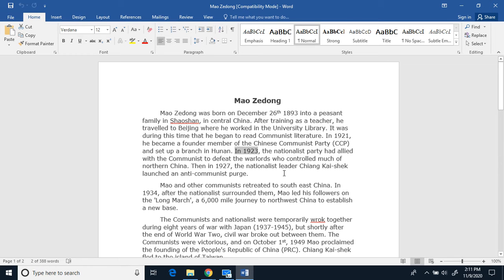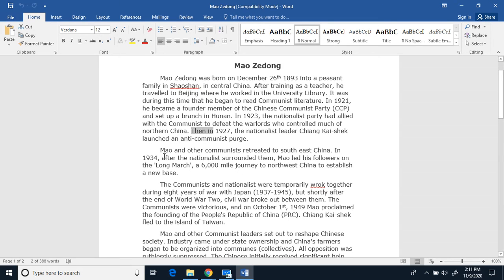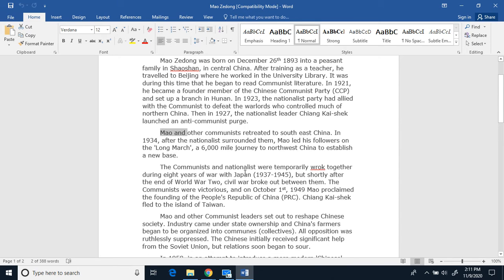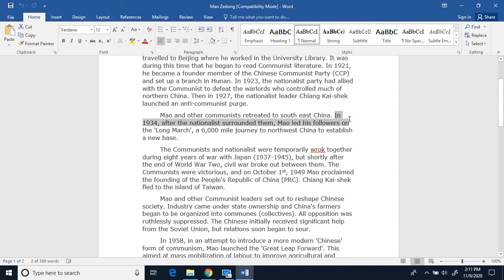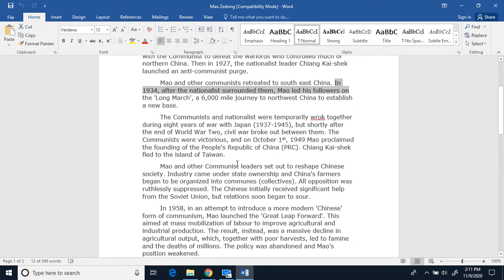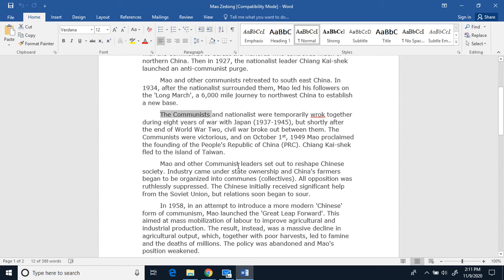In 1923, the Nationalist Party had allied with the Communists to defeat the warlords who controlled much of northern China. Then in 1927, the nationalist leader Chiang Kai-shek launched an anti-communist purge. Mao and other communists retreated to Southeast Asia. In 1934, after the nationalists surrounded him, Mao led his followers on a long march, a 6,000-mile journey to northwest China to establish a new base.